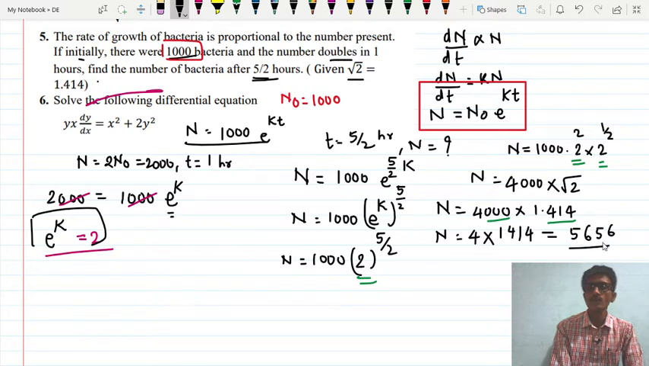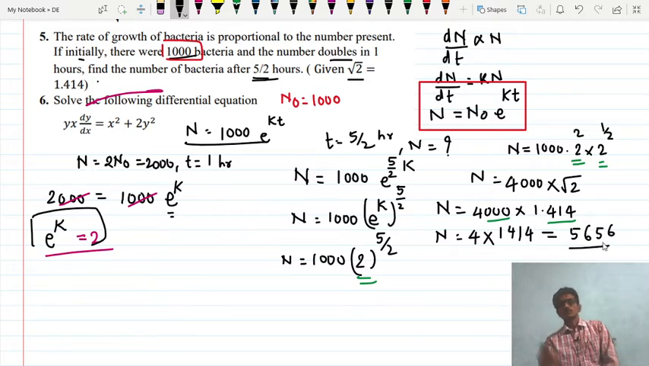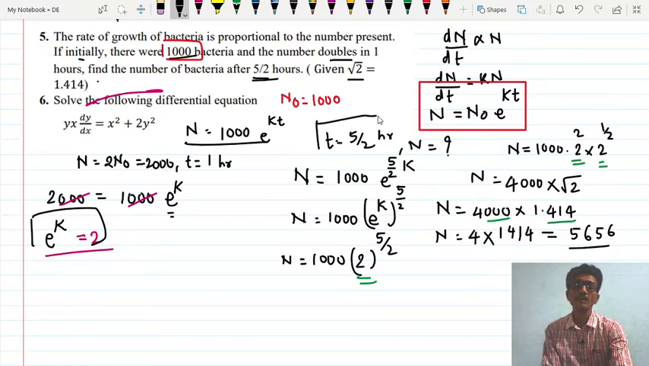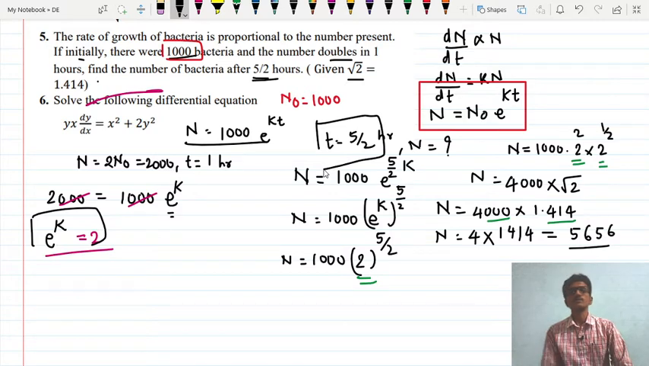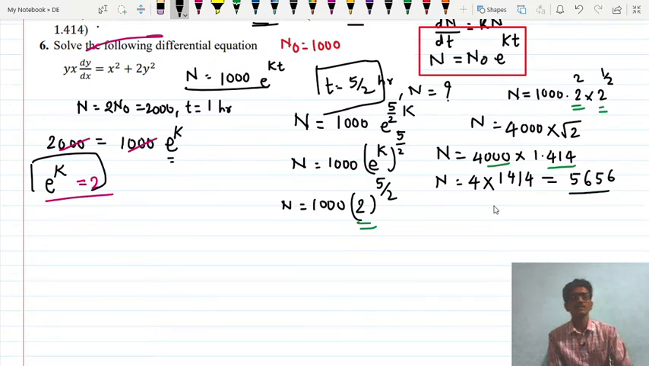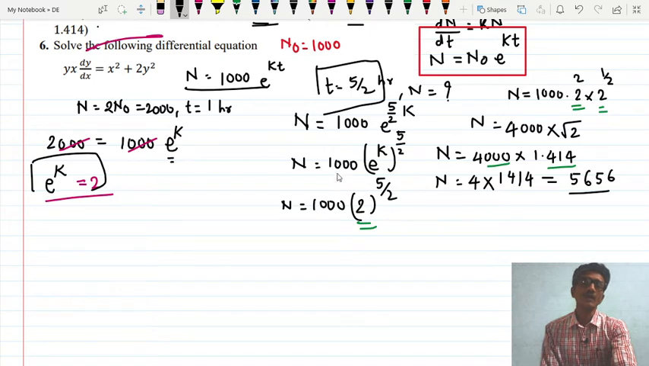This will be the number of bacteria. This will be the number of bacteria in what time? That is in time 5 by 2 hours. Okay, in time 5 by 2 hours. Number of bacteria will be 5656 in time t is equal to 5 by 2 hours.